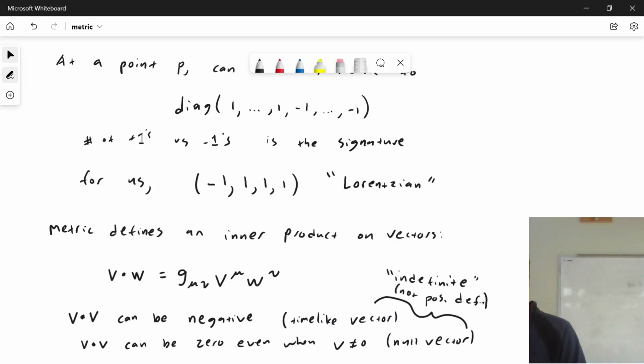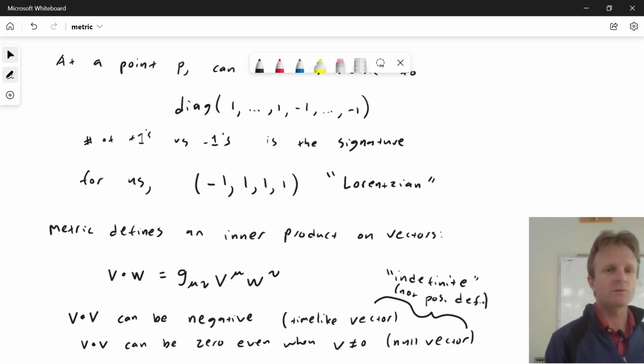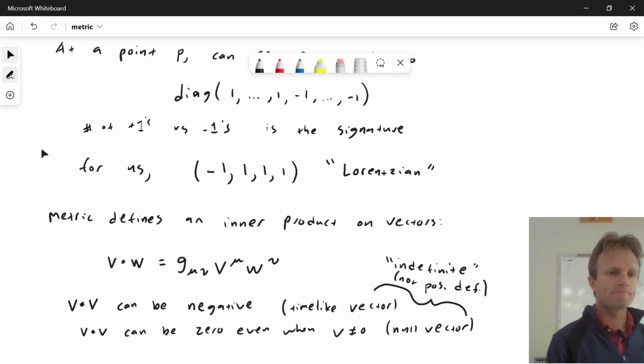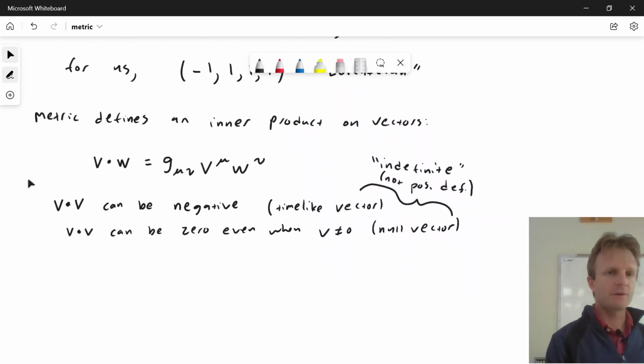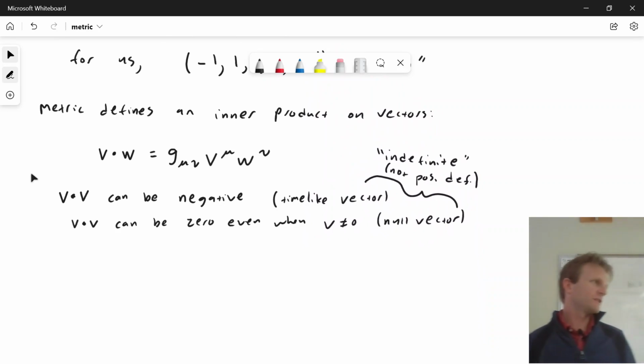Comments, questions? Is this just an artifact that g has negative components in a Euclidean metric? Yeah, this wouldn't happen if the signature were all pluses. But for our Lorentzian, yeah. I was going to ask, is there a case where you have all negatives? That would just be a different convention.